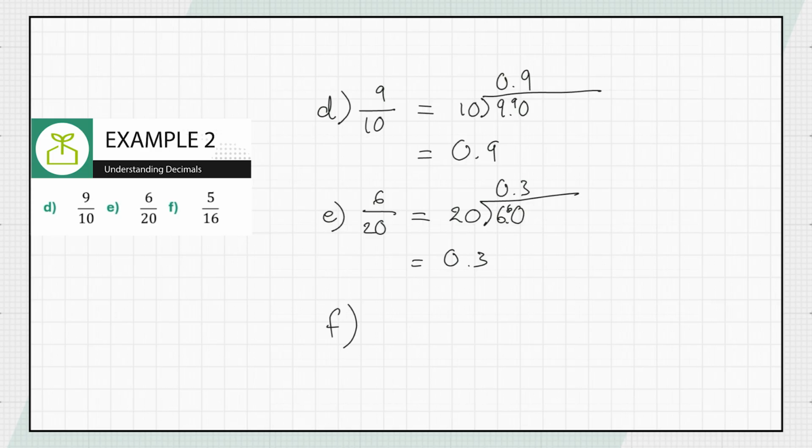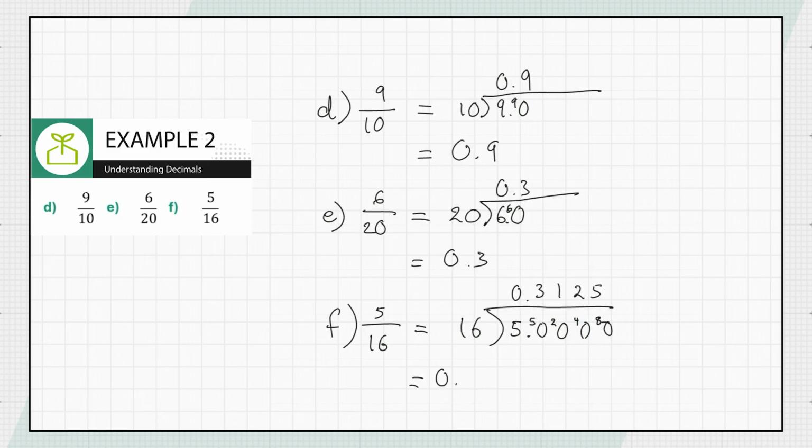Okay, let's do F. So F, we have 5 out of 16. 16 out the front. Then we put our 5 down here. 16 into 5 does not go. 16 into 50 goes 3 times, so 3 times 10 is 30, plus 18 is going to be 48 with a remainder of 2. 16 into 20 goes once, with a remainder of 4. 16 into 40 goes twice, with a remainder of 8, and 16 into 80 goes 5 times. So the answer is 0.3125.